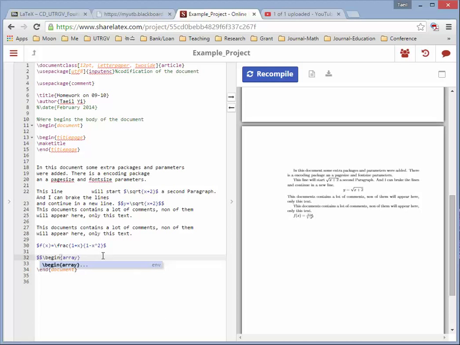Array. Whenever you start with begin in a LaTeX command, you have to finish with end array. What happens? I just hit enter. Then it produces all the necessary parts like this, right?